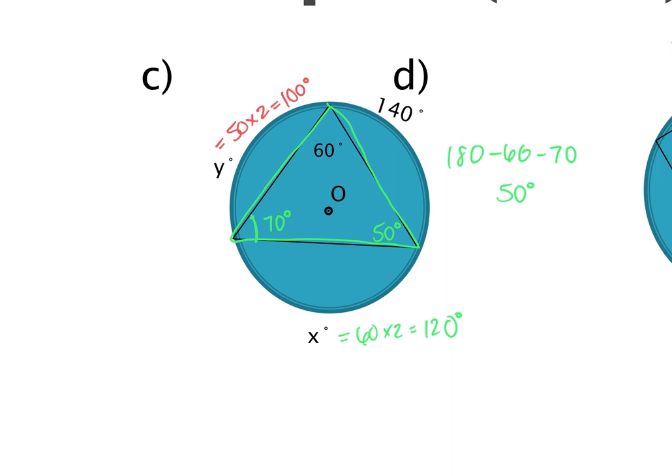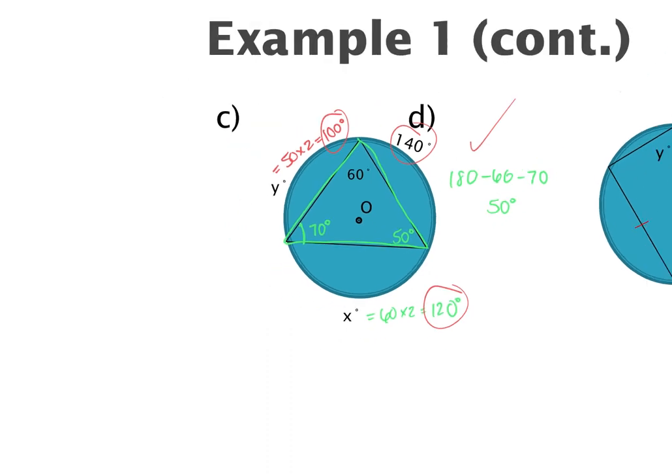How could I check that I got those right? Anna? Very good. I could add all the arcs and make sure that they add up to 360. Very good. Okay. So 100 plus 140 plus 120. Does it equal 360? It sure does. So we know that we are correct. Yes. So I got 50 from doing 180 minus 60 minus 70. Okay? Because remember, inside this triangle, there's only 180 degrees to deal with. Okay? All right.